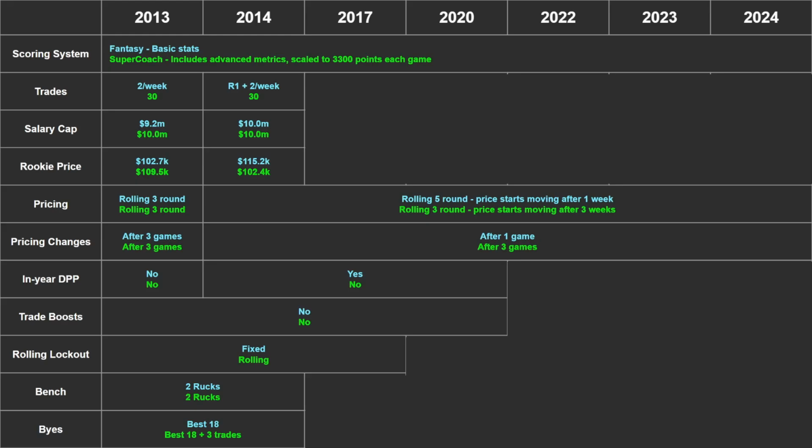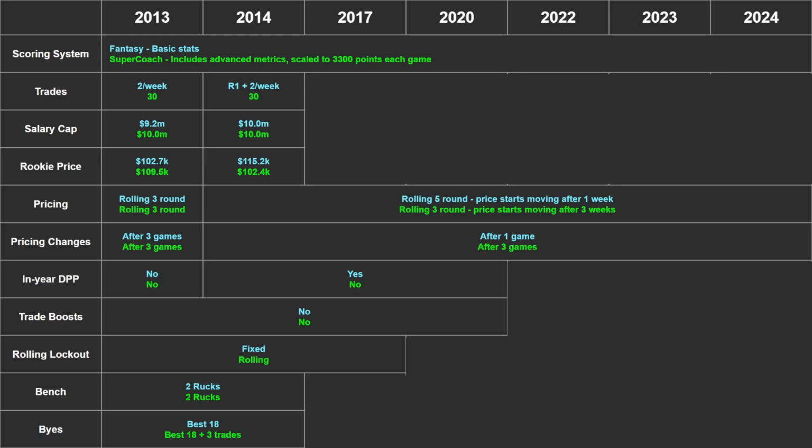One of the changes they made, and this is a really big one on pricing changes, but instead of it being a 3-round average to determine price changes, it became a 5-round rolling average. That's the best way to describe it. No longer just 3 games, but 5 games that they take into that price.